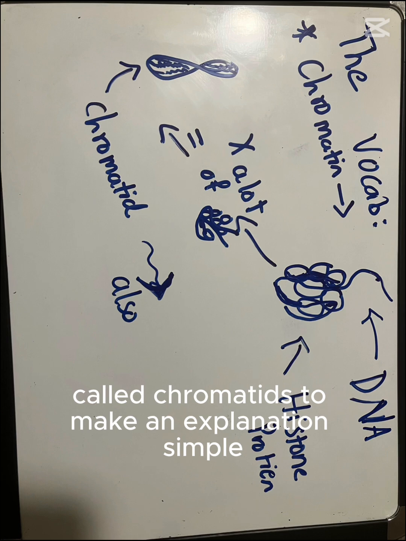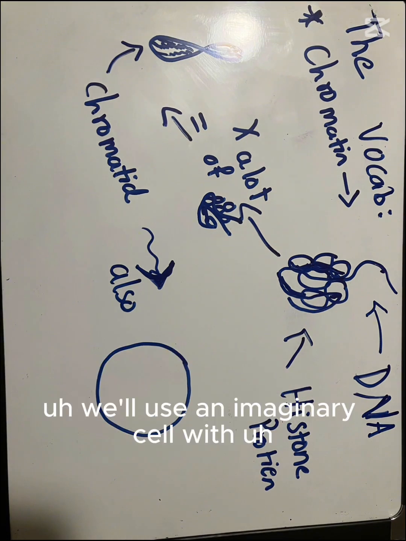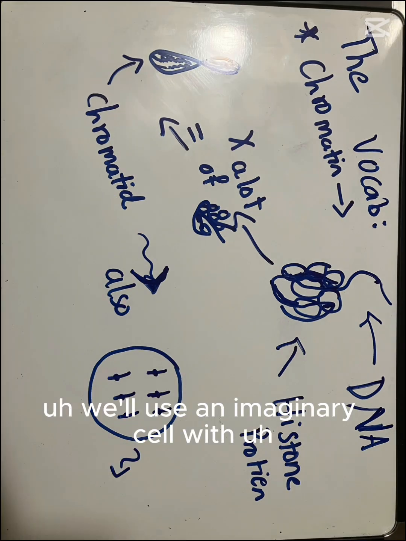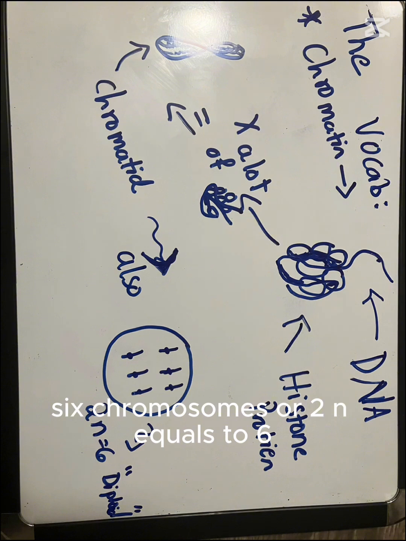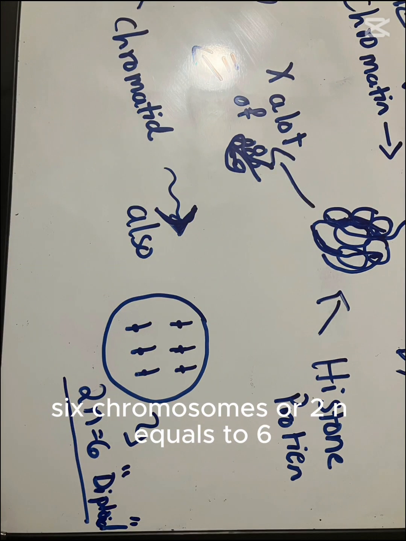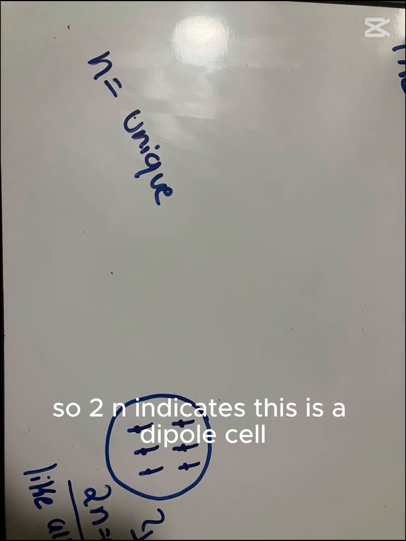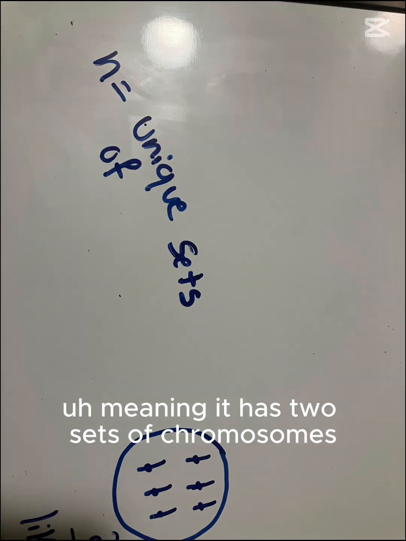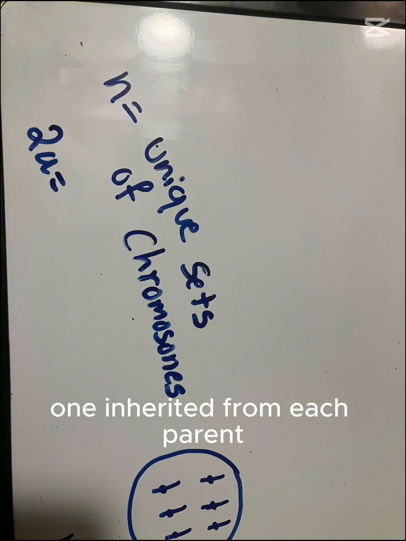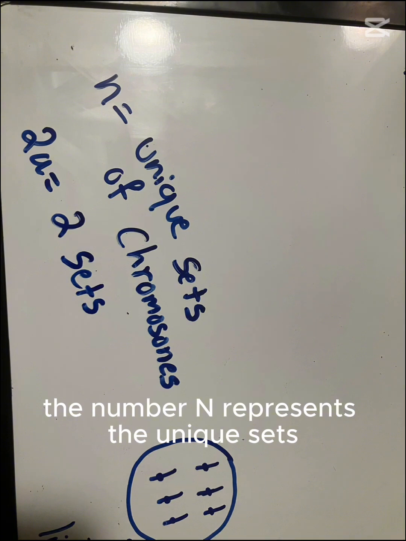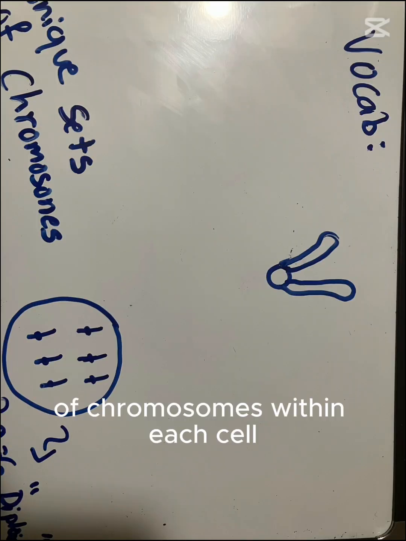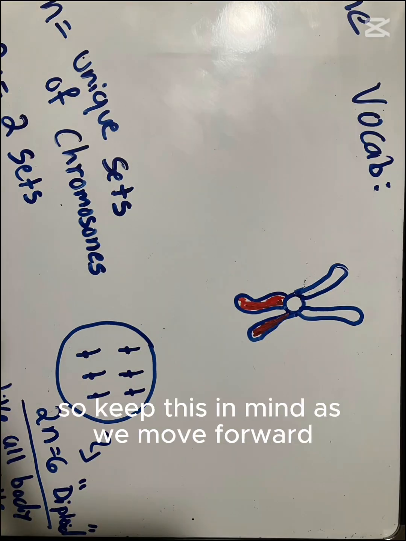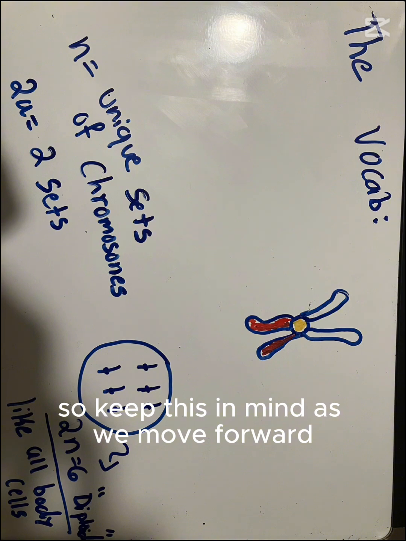To make the explanation simple, we'll use an imaginary cell with 6 chromosomes, or 2n equals 6. 2n indicates this is a diploid cell, meaning it has two sets of chromosomes, one inherited from each parent. The number n represents the unique sets of chromosomes within each cell. So keep this in mind as we move forward.